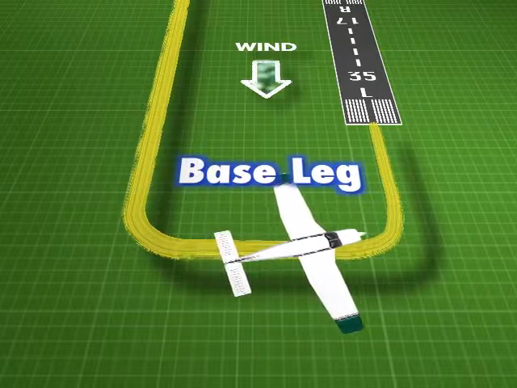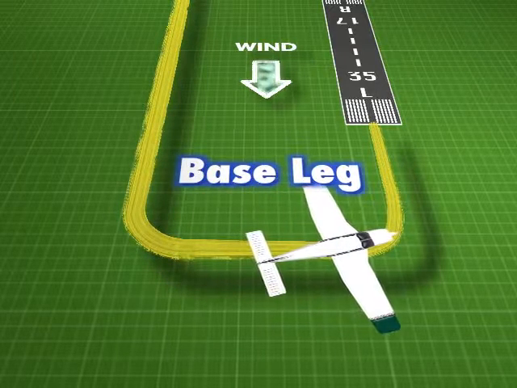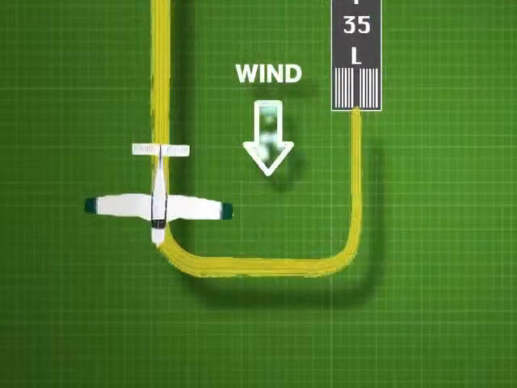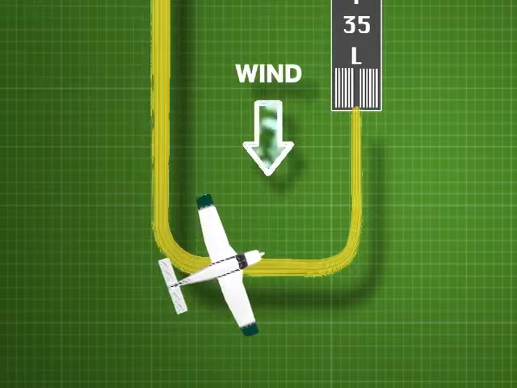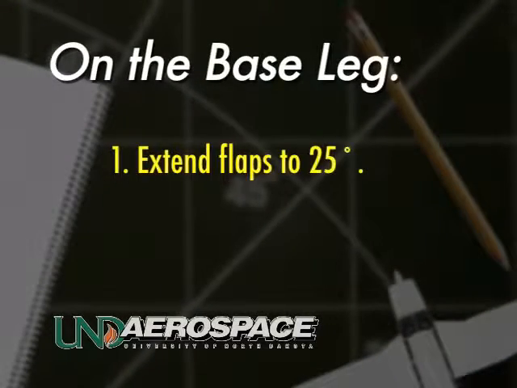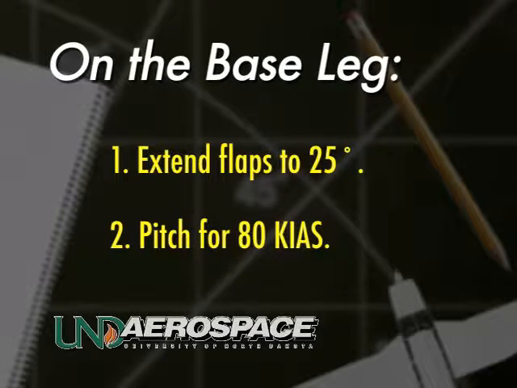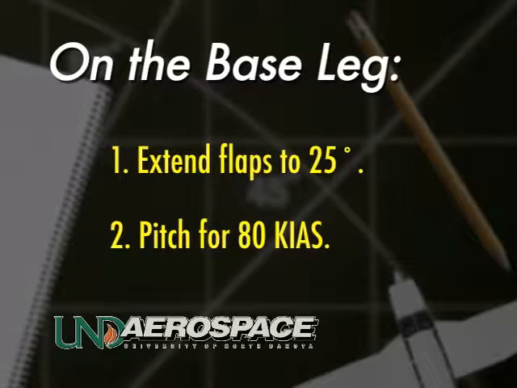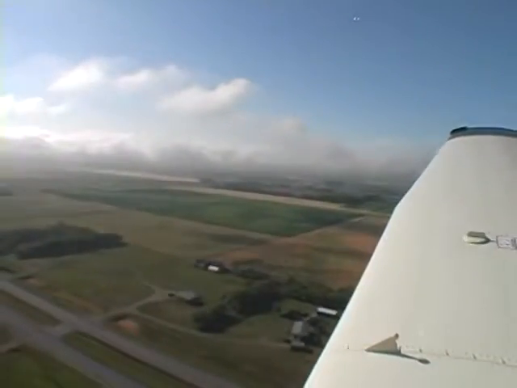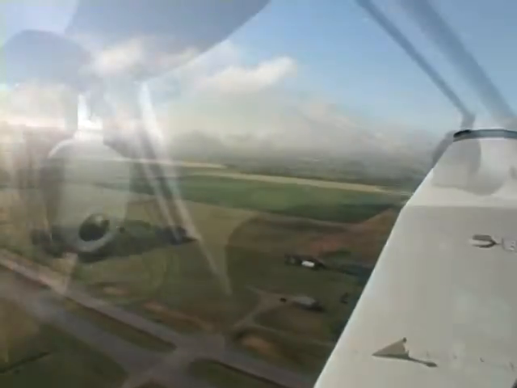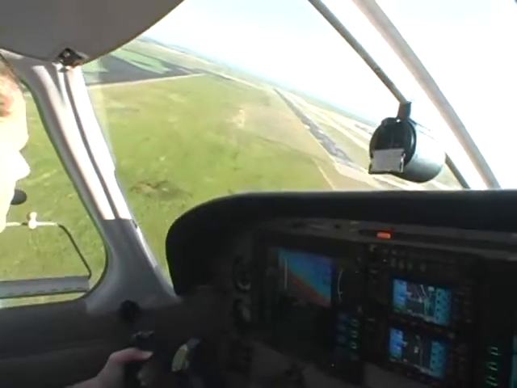Therefore, as the pilot turns onto the base leg, he or she must take care to turn more than 90 degrees and establish a crab once again into the crosswind and prevent drift. On the base leg, the pilot should extend flaps to 25 degrees and slow to 80 knots while at the same time continuing that steady descent. Once the pilot visually clears the extended final approach path of any other traffic, he or she can initiate a turn onto the final leg.